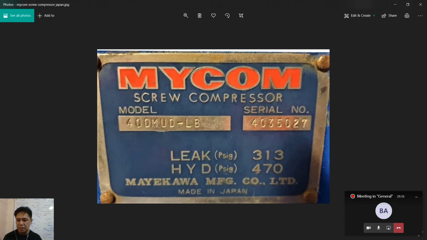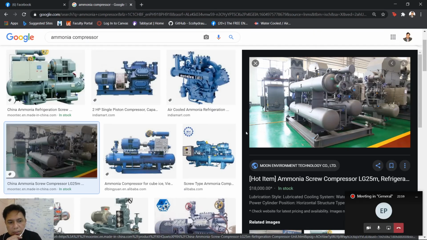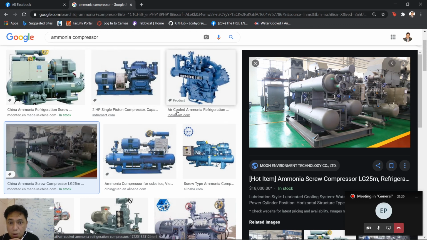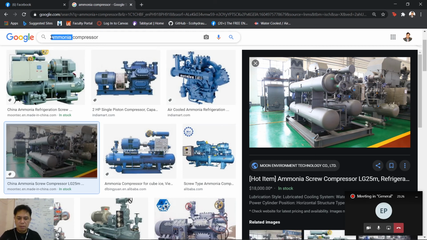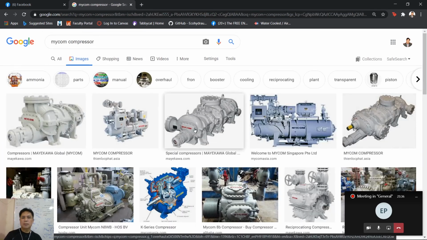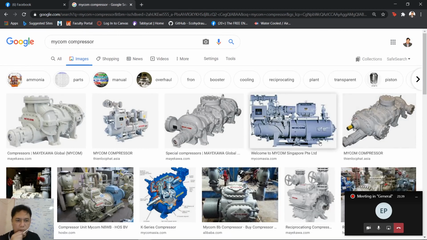So there are other compressors. Let me just put one more. So you can see here the ammonia compressor. It's very, very complicated. It's a complicated machine, and there are different kinds of. This one is compressor ammonia, so for the ammonia refrigerant. So let us type that portion. The most famous is MyCom compressor. Yeah, so you can see here the MyCom compressor.